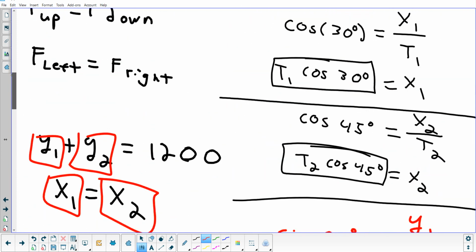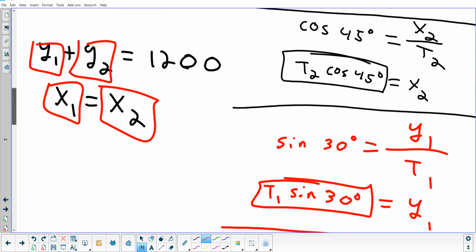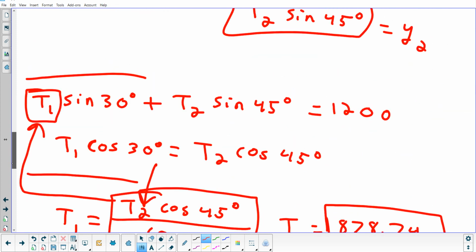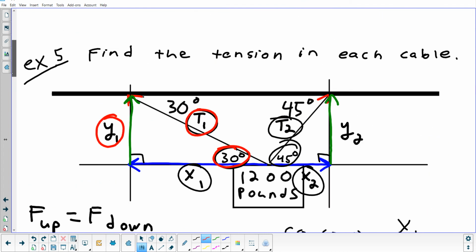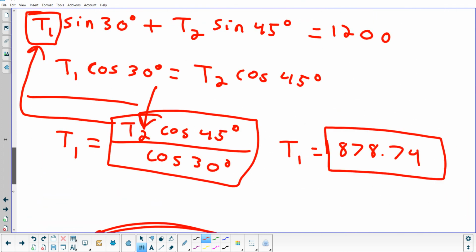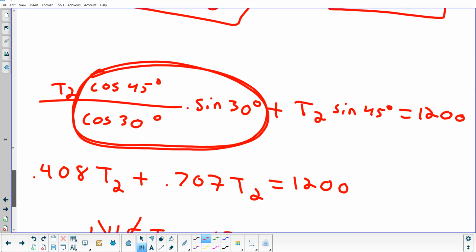So once you do enough of these, you can almost jump to this step each time. Once you understand that it's always going to be x1 equals x2 and y1 plus y2 equals your total weight. But that's kind of how you go through it from scratch, from idea all the way to your solution.